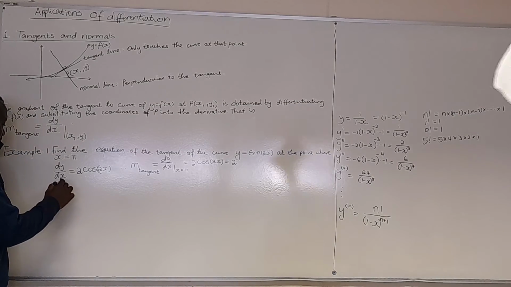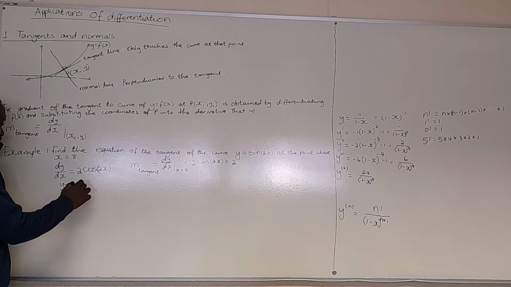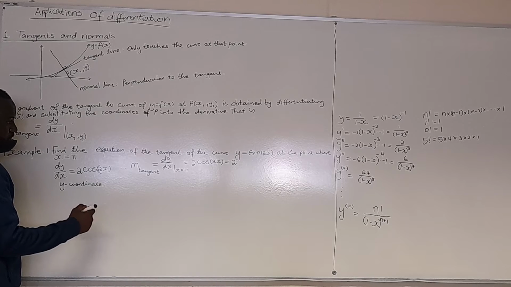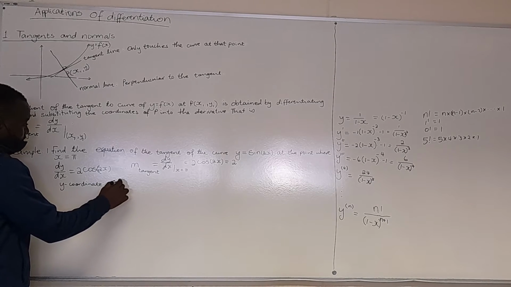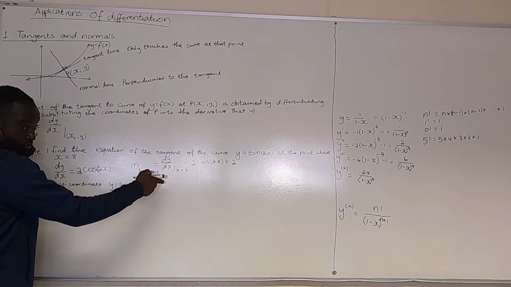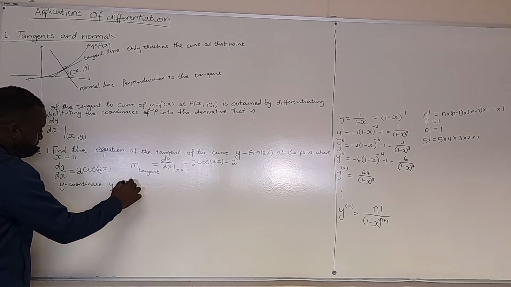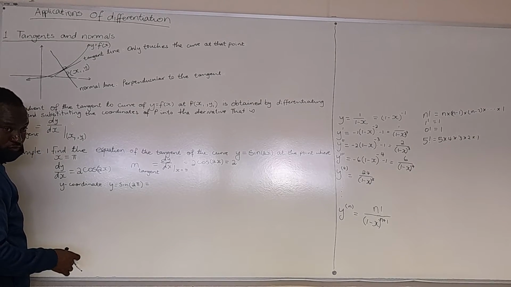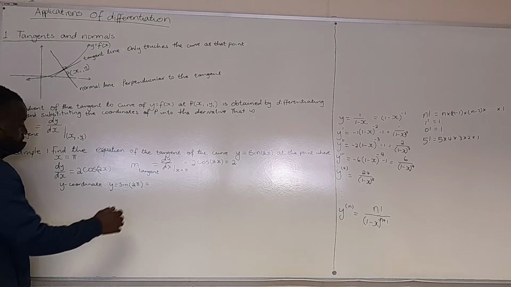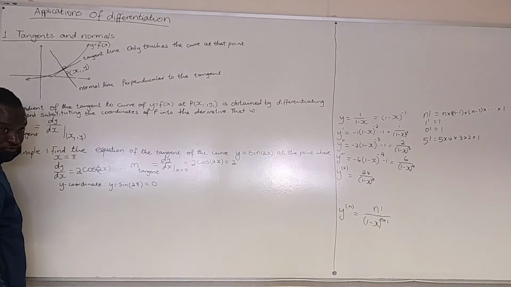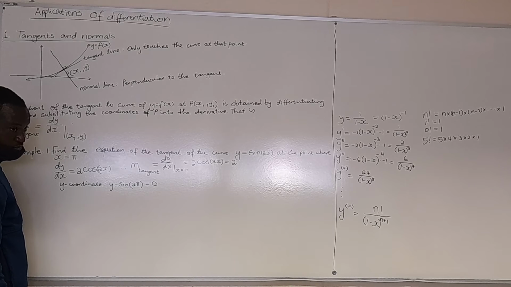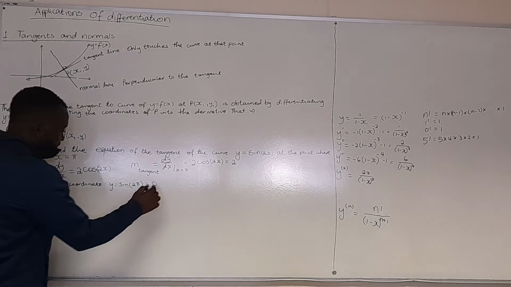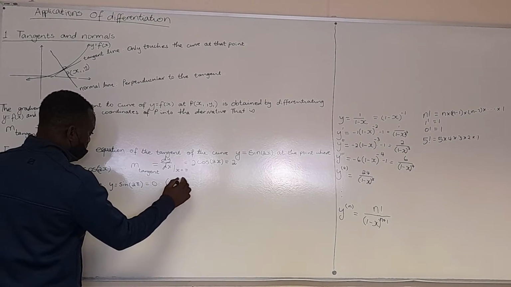And then the y coordinate, we need it, because now we are looking for the equation. So y is equal to sine of 2x at that point, because that is the point where x is pi. So we substitute pi. And what is sine 2 pi equal to? 0, isn't it? Sine 2 pi is 0. Sine n pi, where n is an integer, is 0. So the point is (pi, 0).